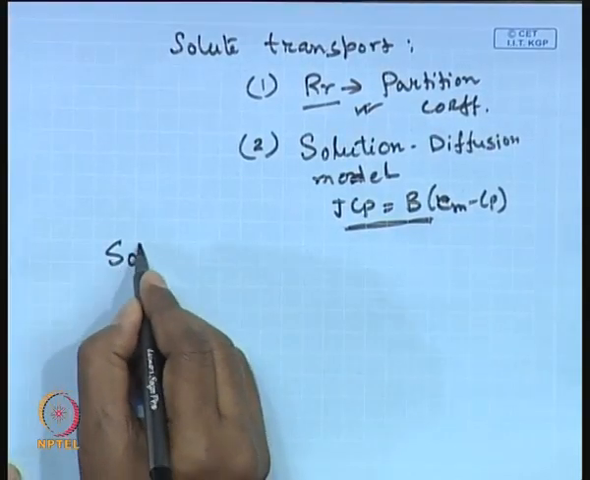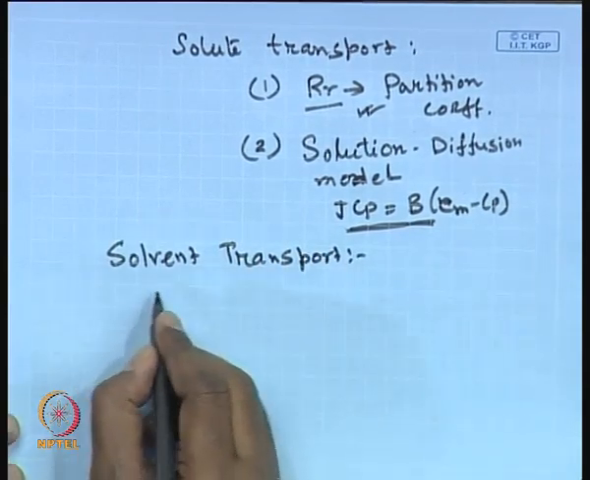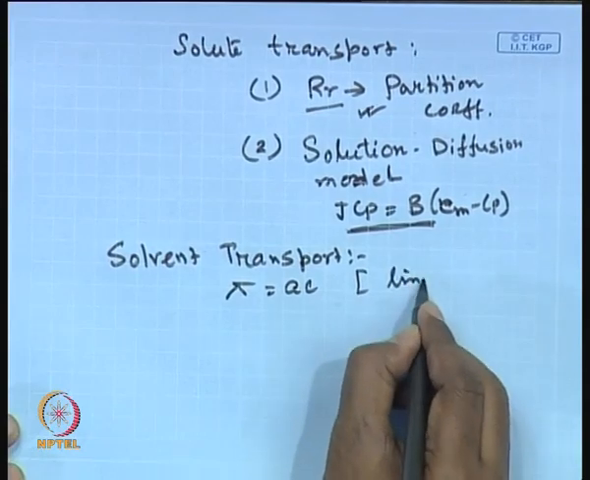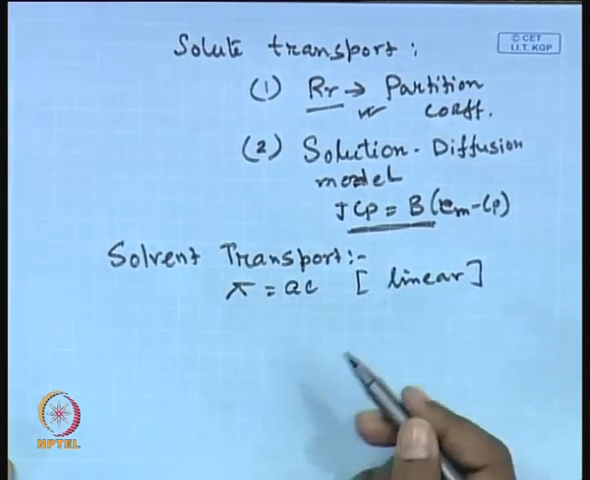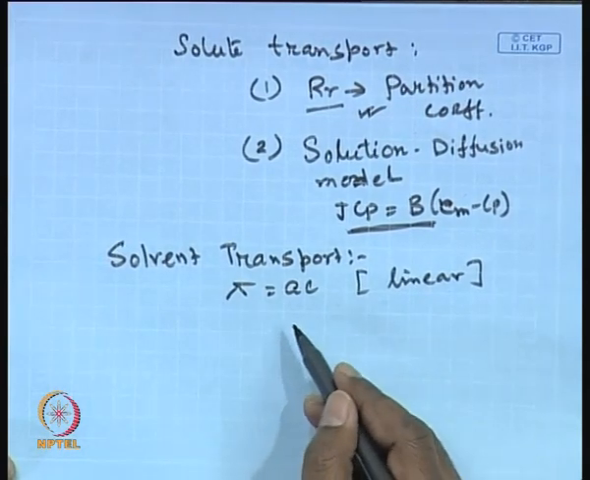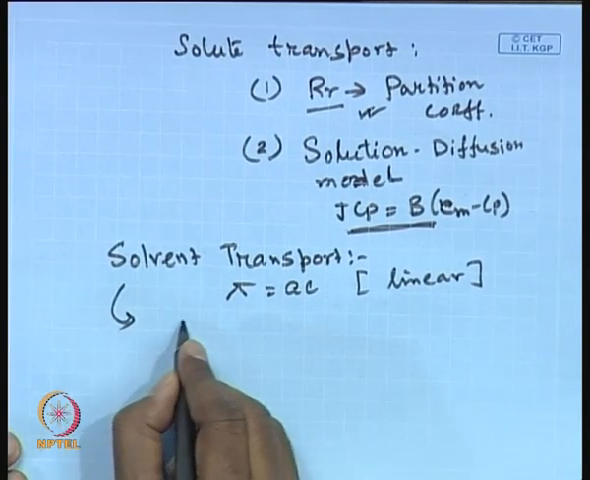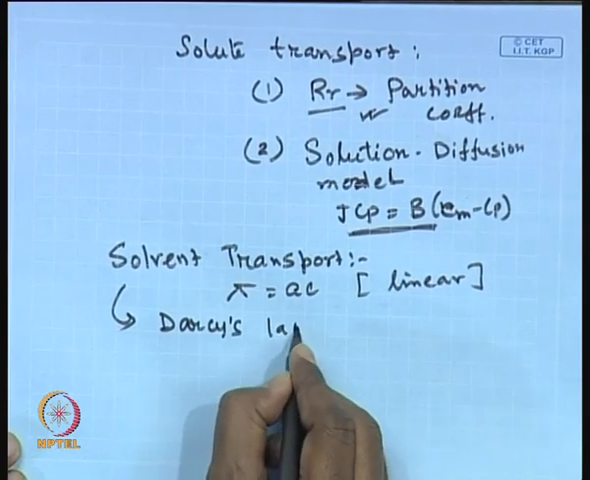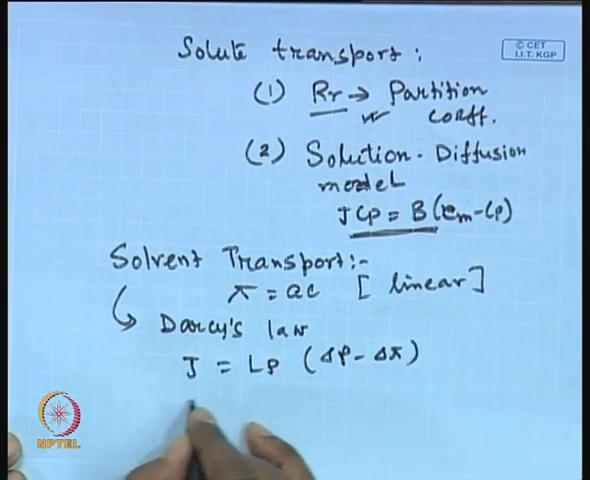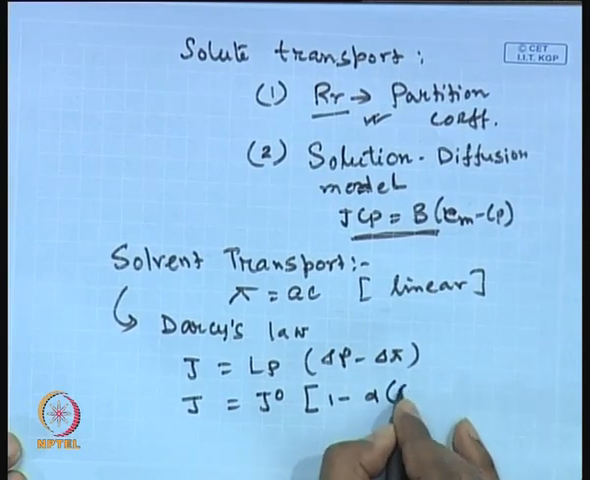The solvent transport is still given by Darcy's law, and for the sake of simplicity, we assume pi is equal to A times C, that is linear. The same method can be utilized if you have a polynomial relationship of osmotic pressure with concentration. For the sake of demonstration, I am just taking a linear relationship of pi as a function of concentration. Now, we use the solvent transport, Darcy's law, J is equal to Lp times (del p minus del pi). After non-dimensionalization, this gives an expression of J naught times (1 minus alpha (Cm minus Cp)).